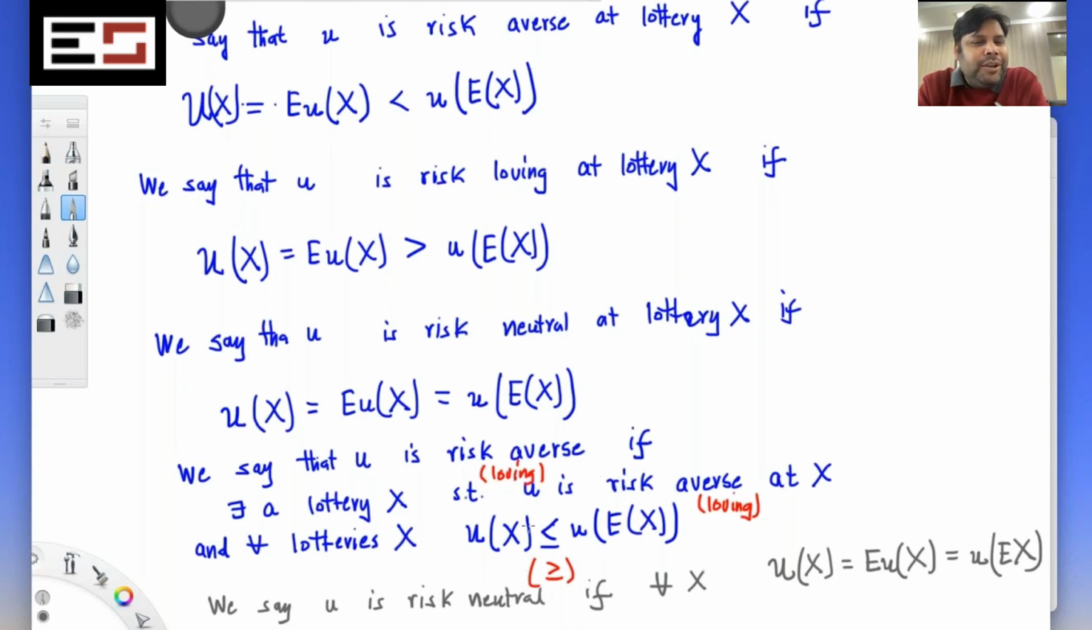So it turns out that we can say that u is risk averse if and only if u is concave and not linear, because linear would give us risk neutrality, and we don't want that. As long as it's concave and not linear, we'll have an individual who is risk averse. And as long as we have convex and not linear, we have risk loving. And if we have a linear utility function, then it's risk neutral.